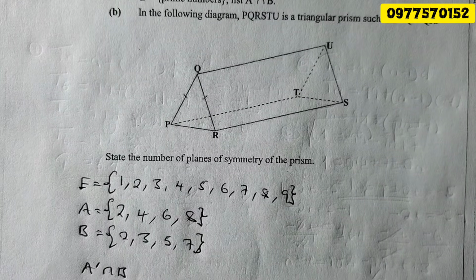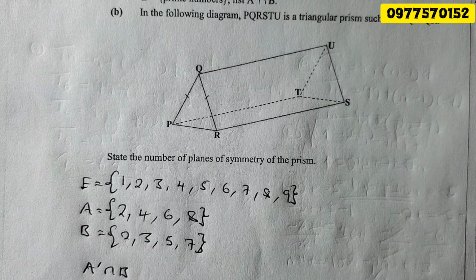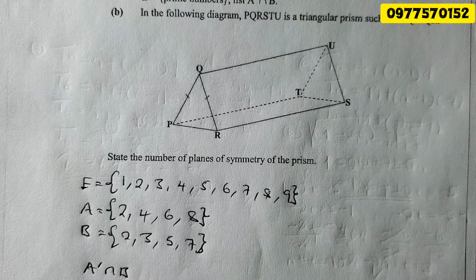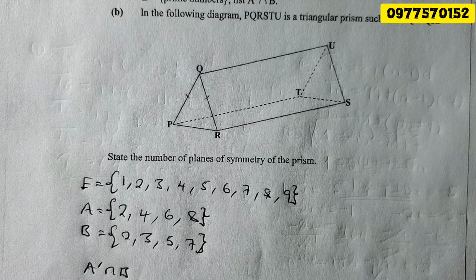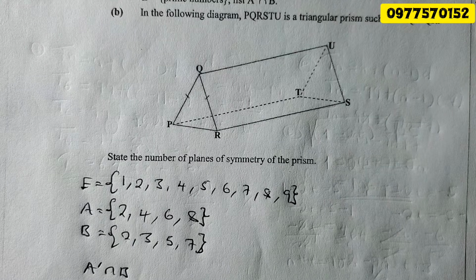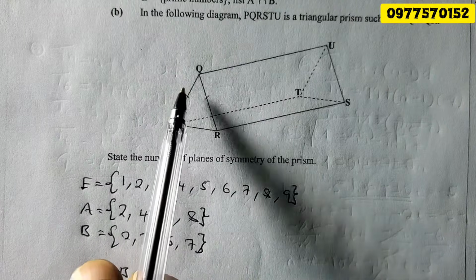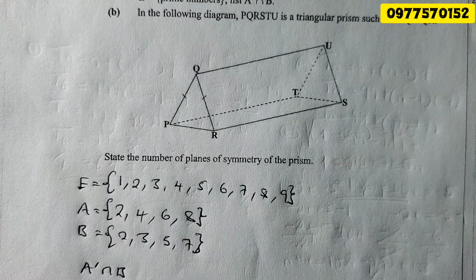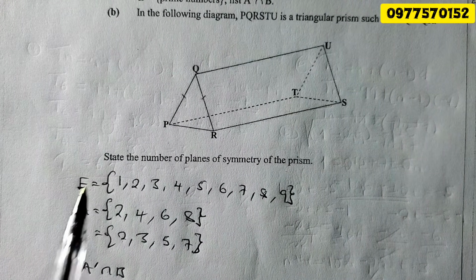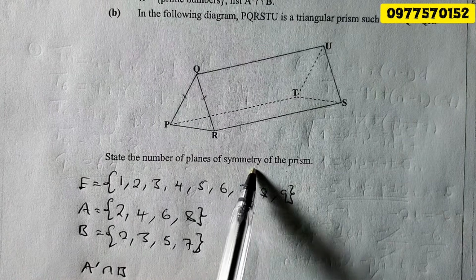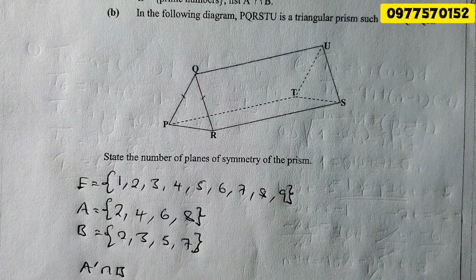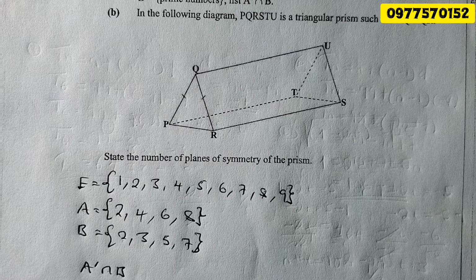The second question is saying, in the following diagram, PQRSTU is a triangular prism such that PQ is equal to QR. Okay. Alright. What's the question? State the number of planes of symmetry of the prism. This is very, very simple.